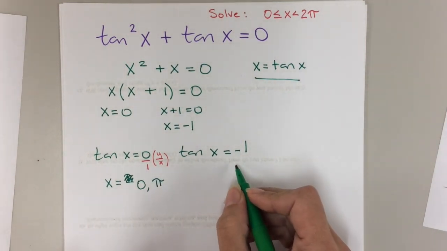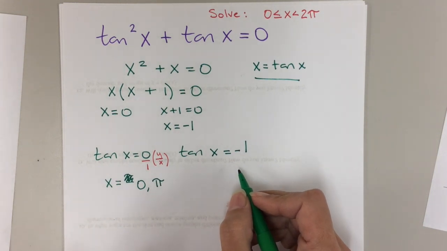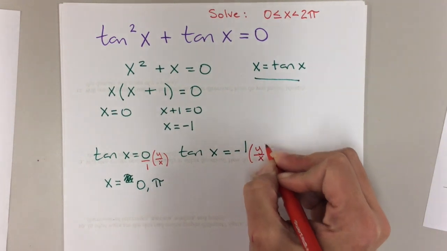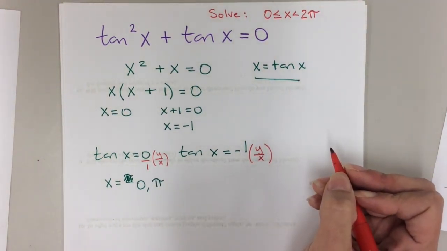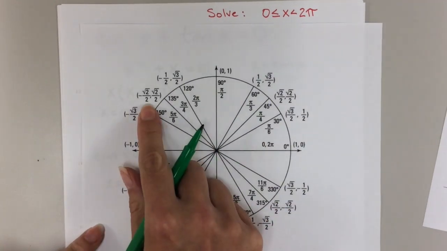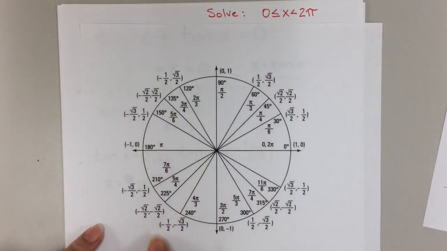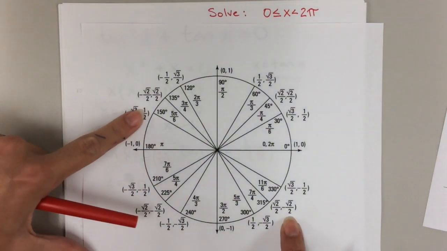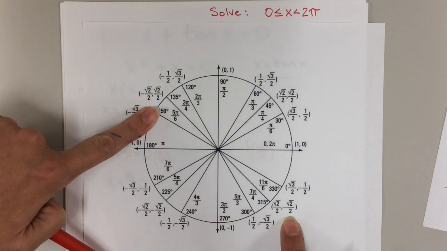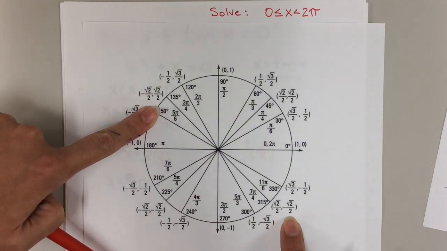So where is tangent equal to negative 1? Well, remember, we find tangent by dividing the y coordinate by the x coordinate. And so if you want negative 1, then the y and x must look the same, the only difference being the sign. So we look at our 45-degree angles, and we will see right here that if we divide these two, we get negative 1. If we divide these two, we get positive 1. If we divide these two, we get negative 1. So these are the two locations where we can find tangent equaling negative 1.